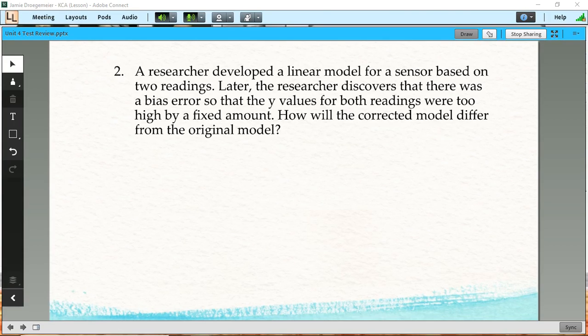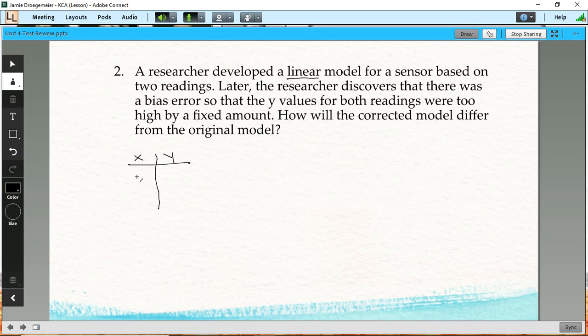So for number 2, it says a researcher developed a linear model for a sensor based on 2 readings. Later, the researcher discovers there was a bias error, and so the y values for both readings were too high by a fixed amount. So how will our corrected model differ from the original model? It's a linear model, which means that it's going to be a line. I'm going to just create a sample set of data here.